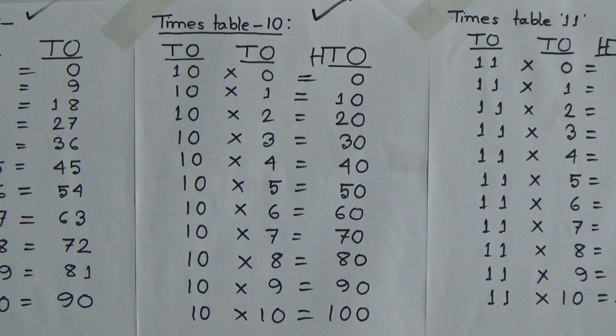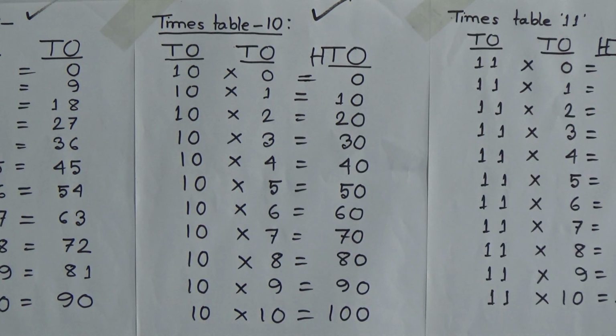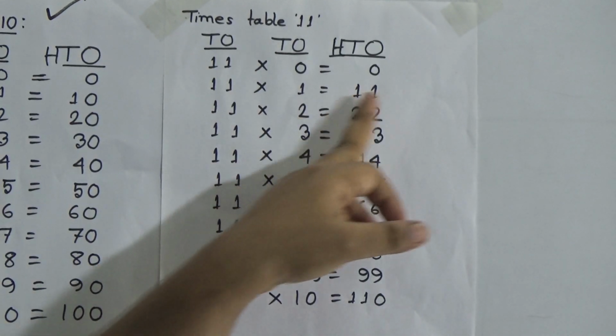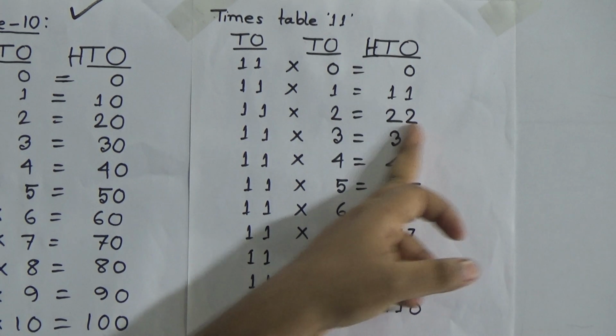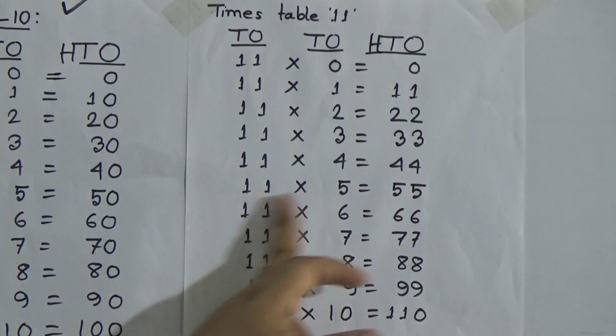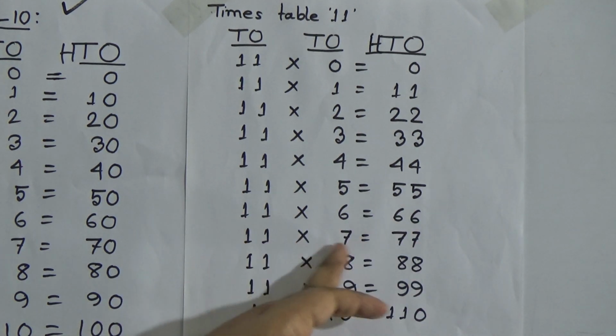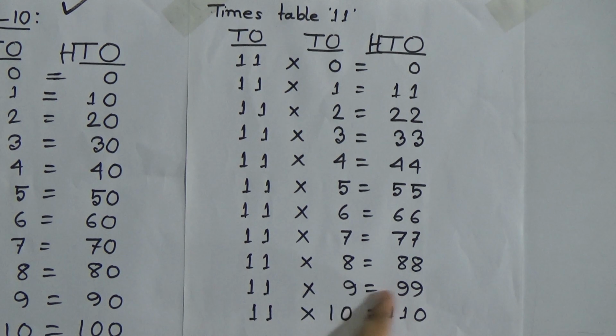Next we shall read times table 11. It is also so easy. So notice 11 0 jar 0, 11 1 jar 11, 11 2 jar 22, 11 3 jar 33, 11 4 jar 44, 11 5 jar 55, 11 6 jar 66, 11 7 jar 77, 11 8 jar 88, 11 9 jar 99, 11 10 jar 110.